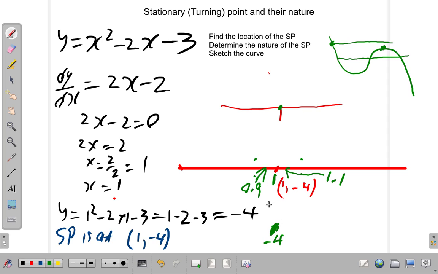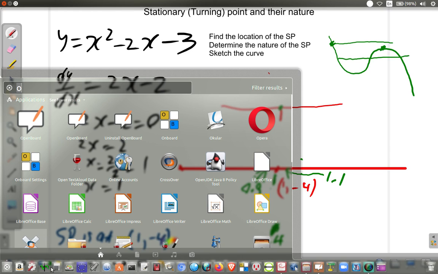Now, let me erase part of this work that we did earlier. All right. Now the thing is, what is y when x is 0.9? When x is 0.9, what is y? Let's see. Let's reach for our calculator.